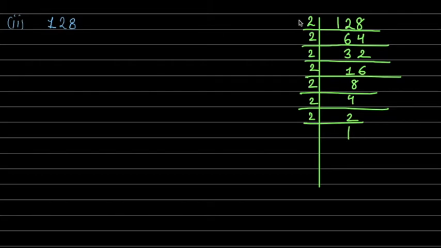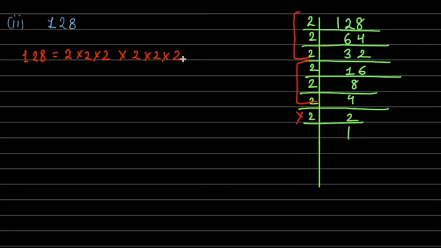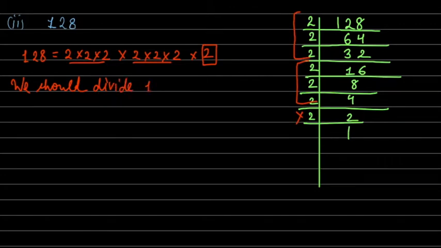Again, if I start making the triplets, a perfect triplet of 2, another perfect triplet of 2, and this 2 is unwanted, right? So if I write the factors of 128, I am getting a perfect triplet of 2, then another triplet of 2, and a 2 here. So this is a triplet, this is a triplet, but if I divide the given number by 2, it means I will get a perfect cube number. So what will we write? We should divide 128 by 2 to obtain a perfect cube, right?